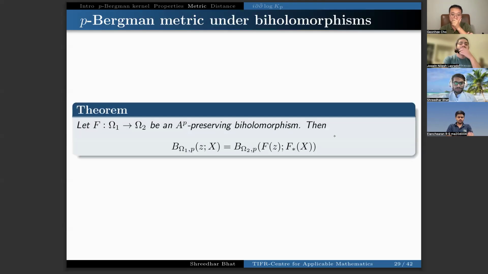I just want to do a few properties of this p-Bergman metric. One is it is A^p preserving biholomorphism. If you start with an A^p preserving biholomorphism, then the metric transforms nicely.